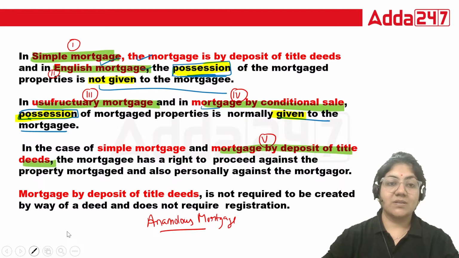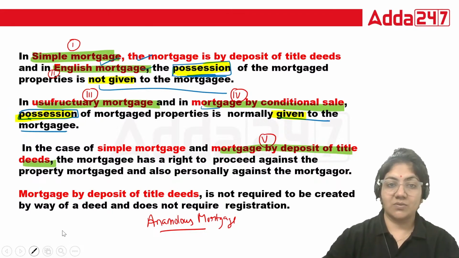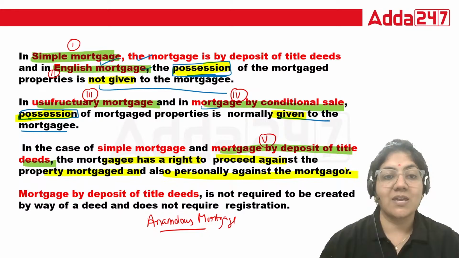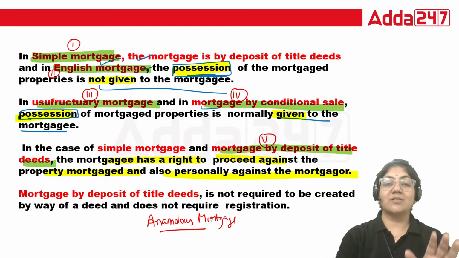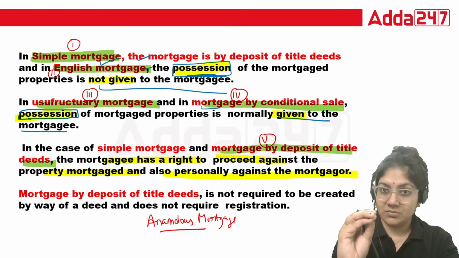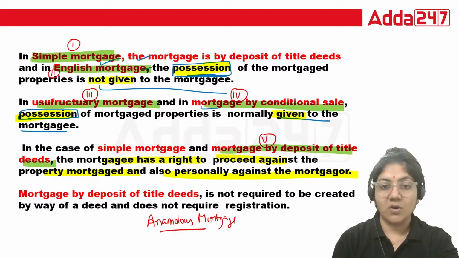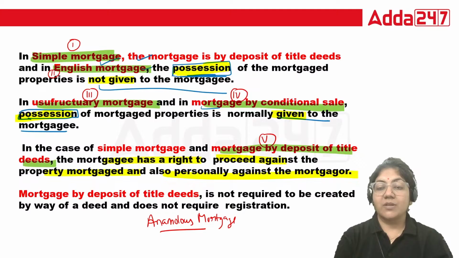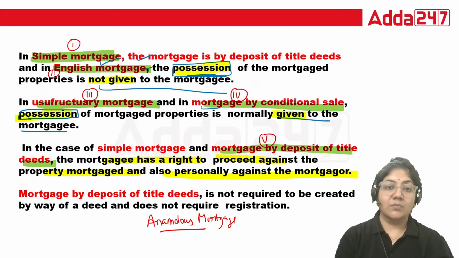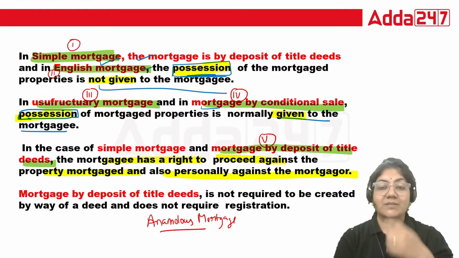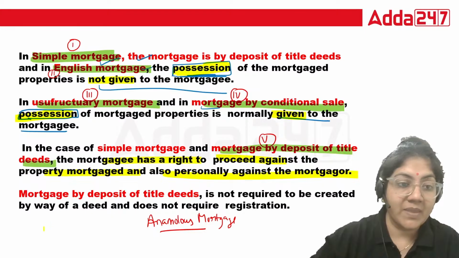The next one is if we talk about the simple mortgage. In simple mortgage, the mortgagee has the right to proceed against the mortgage property and also personally against the mortgagor. It means suppose if the mortgagor is not able to pay the money, in that case the mortgagee can disturb, or we can say knock the door of the mortgagor. So in simple mortgage and mortgage by deposit of title deed, the mortgagee has the right to proceed against the mortgage property and also personally against the mortgagor.